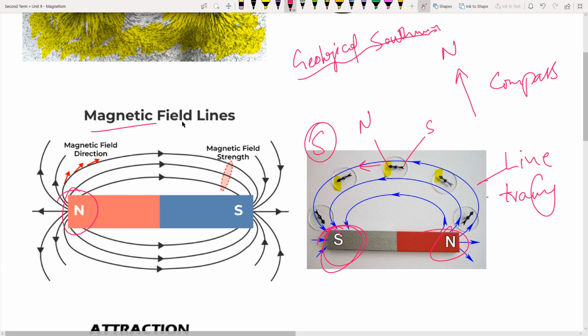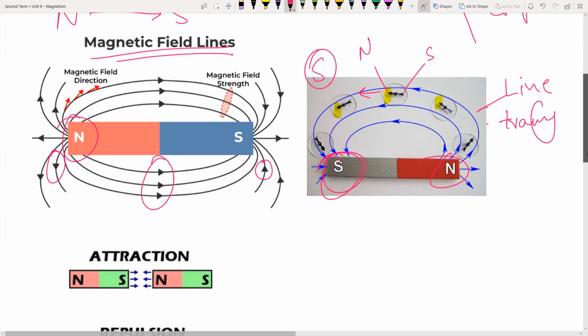So remember, if the question states draw magnetic lines, you have to start from north and they must end on south. These arrows represent the direction of the magnetic field, so don't forget to draw these. The magnetic field always starts from north and ends on south. That's how the magnets or the compasses work.